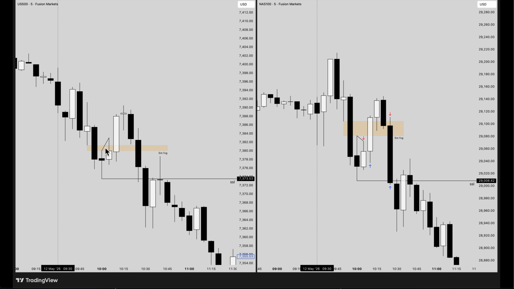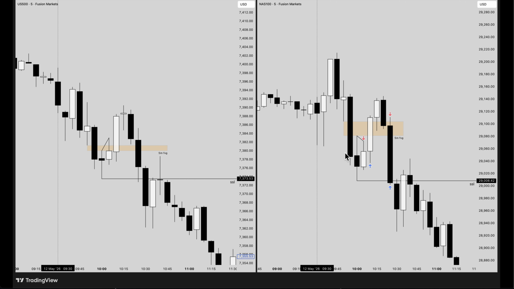When price sweeps this high, most of the time it means that price took out stop losses or any pending orders, sweeping the buy side liquidity with the intention of moving towards the downside. And there was a sell side liquidity that was put in here at 7373 for ES, and sell side liquidity here at 29,008 for NQ.